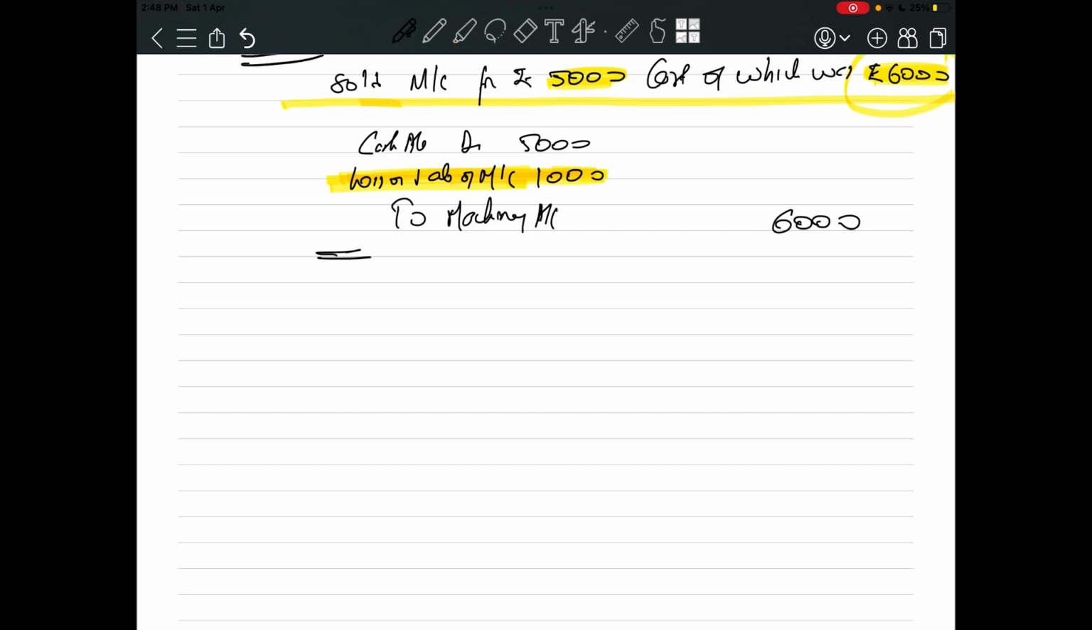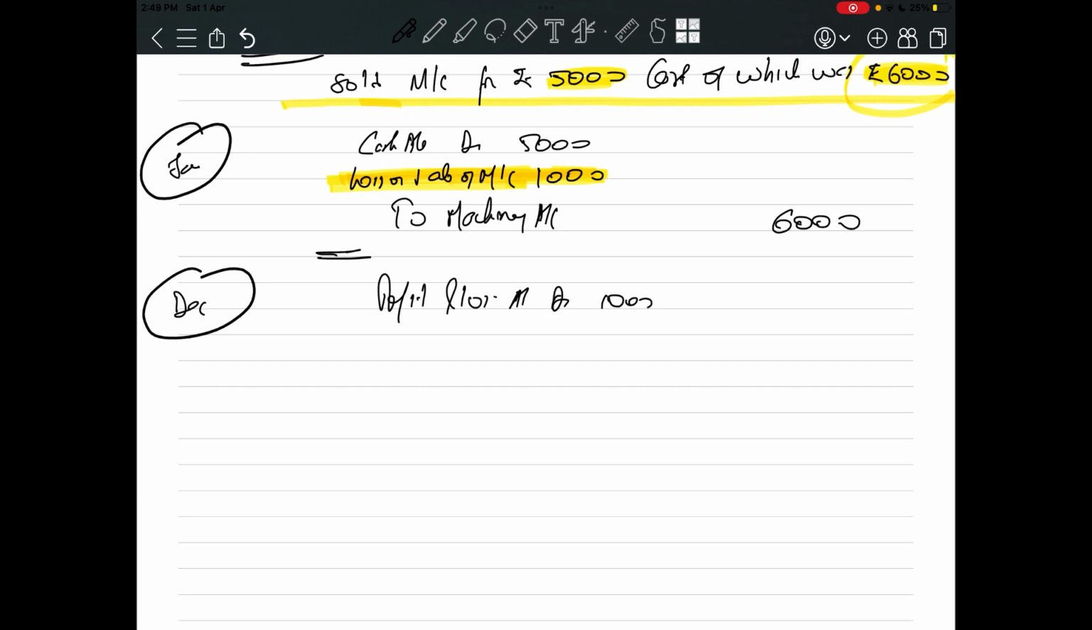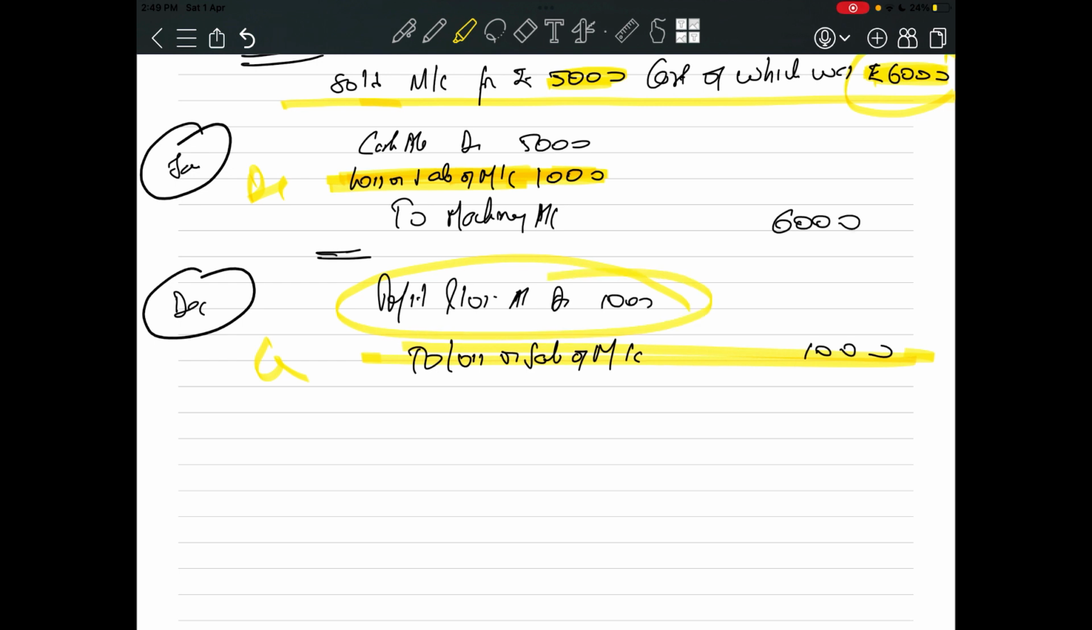Now at year end, what will be the journal entry? Say for example, you have sold this in January. At year end, how will you reverse the entry? Profit and loss account debit 1,000 to loss on sale of machinery account. So this is the nominal account. At year end, the nominal account will be closed by transferring it to P&L account. This was debit, now this is credit. It is closed and the balance is transferred to profit and loss account. Simple.